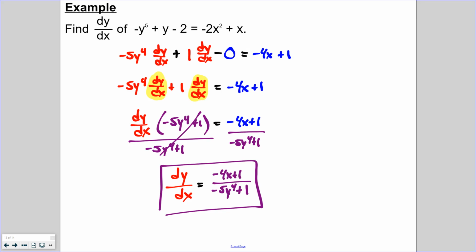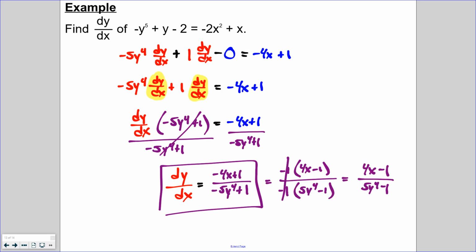If you wanted to cancel out that negative number, you could. You would then just need to factor negative 1 out of the numerator to give you negative 1 times the quantity 4x minus 1 over, and then factor negative 1 out of the denominator to get negative 1 times the quantity 5y to the fourth minus 1. And then we can see they both have a common factor which can cancel out, leaving us with an equivalent answer of 4x minus 1 over 5y to the fourth minus 1. And again, since that is an equivalent answer, that is also the derivative here. And either one of those answers is correct, and Newton should accept both of them.